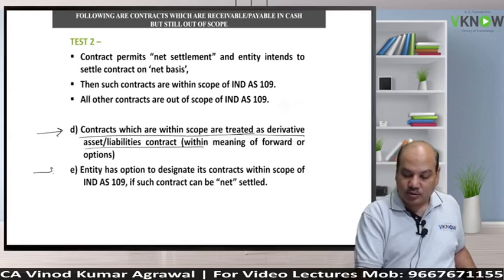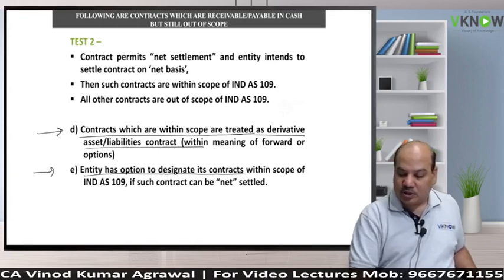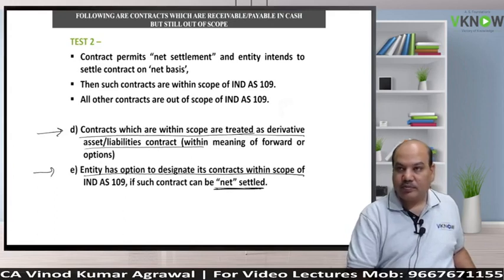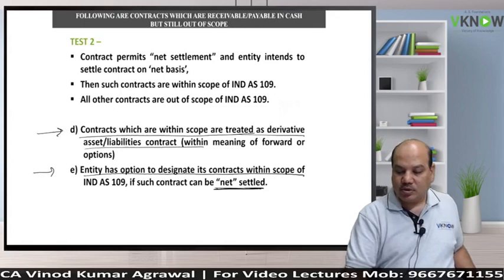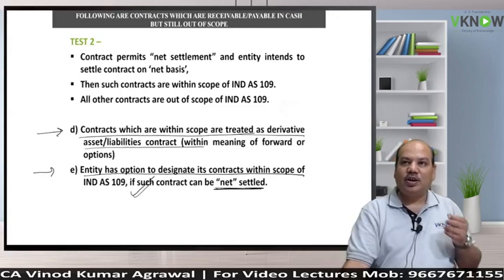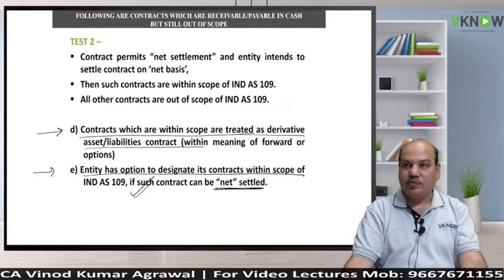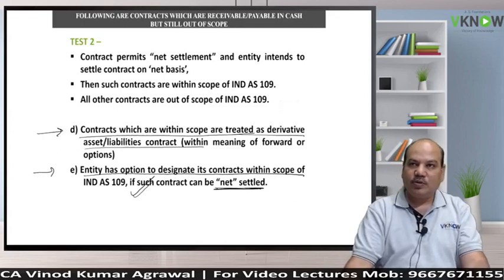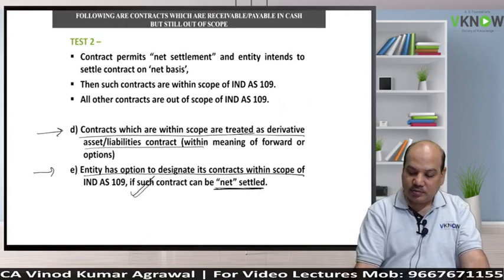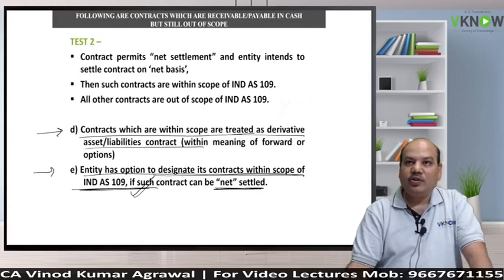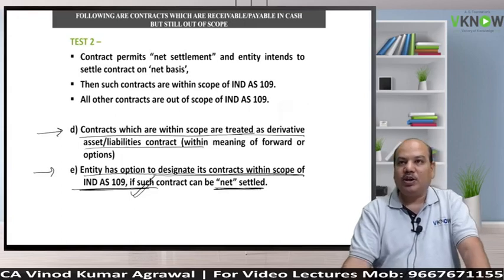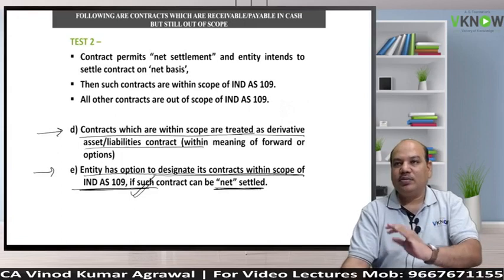One more point. If a contract is allowed to be settled on a net basis, the entity on its own can designate it as a derivative for the purpose of this chapter. If a contract can be settled on a net basis, then there is an option given to the entity, they can apply Ind AS 109, even if it is not actually settled on net but it allows net settlement.